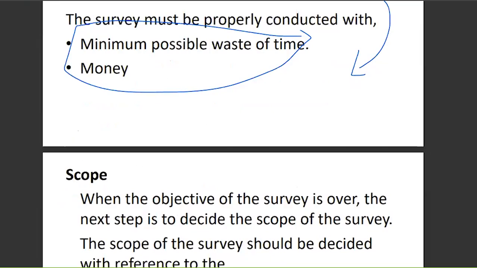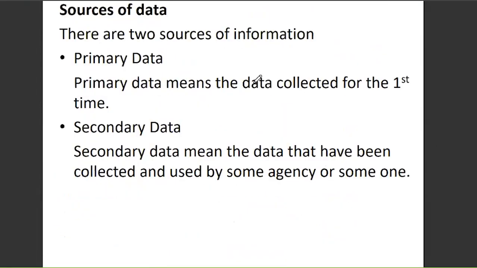Then after scope, you have to find where we are going to get the data. Data can be obtained in two ways. One is primary data collection, another one is secondary data. In the primary, you are going to conduct the survey or the experimental study as an investigator. Investigator means who runs that experiment or the study.